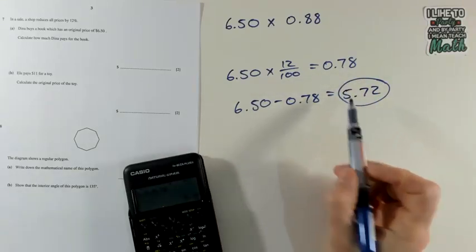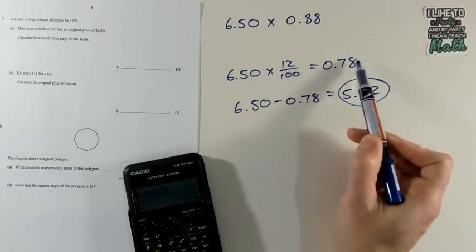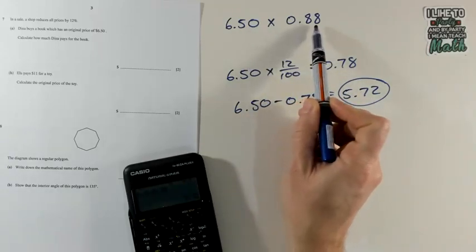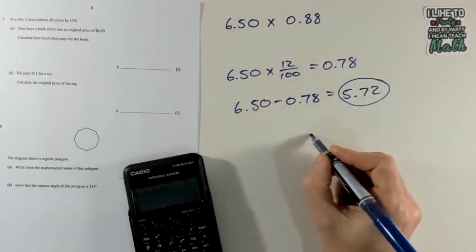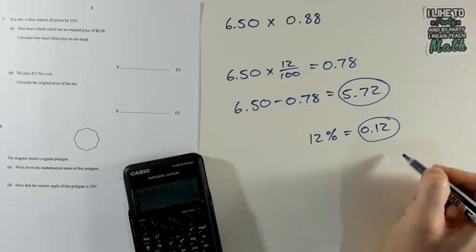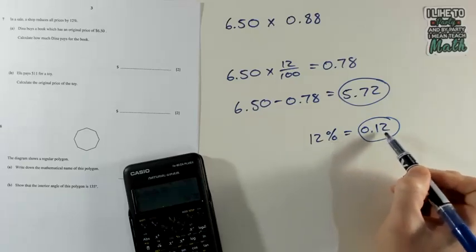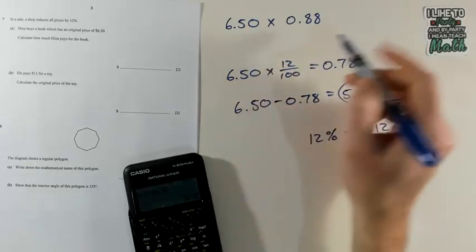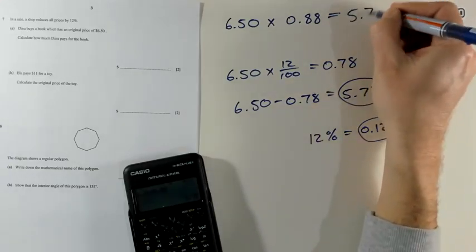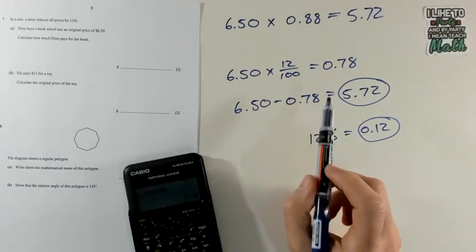But because this is a step and another step, I like to do everything in one. If 12% is taken off, 12% would be 0.12 as a decimal. So I just take 0.12 off 1 already, and then multiply. If I'm lucky, it's going to give me the same answer. If I multiply those two things, I get 5.72. So it's a bit of a quicker way.